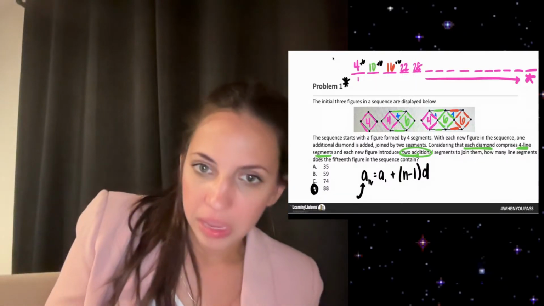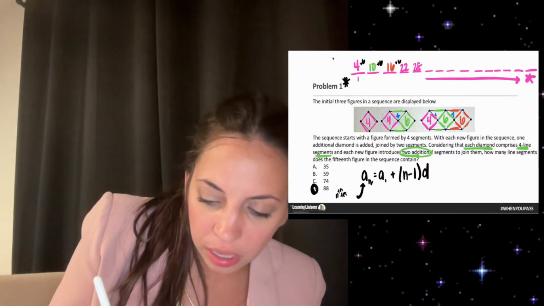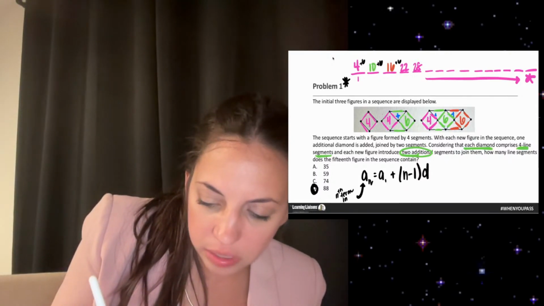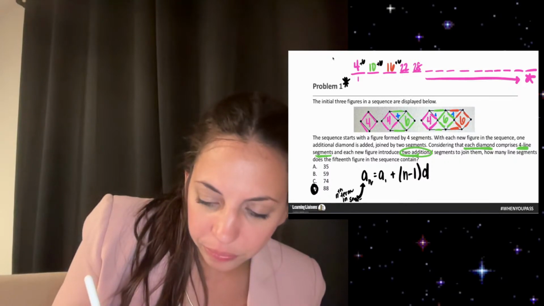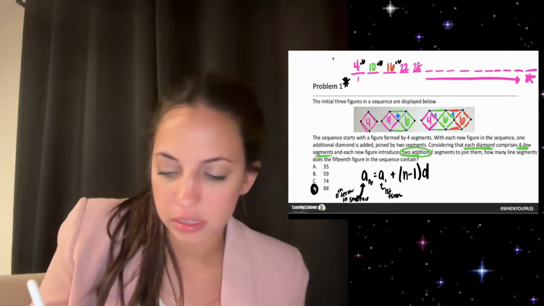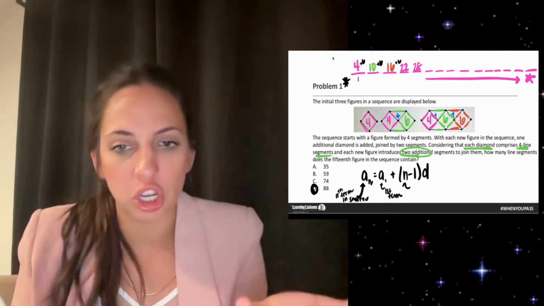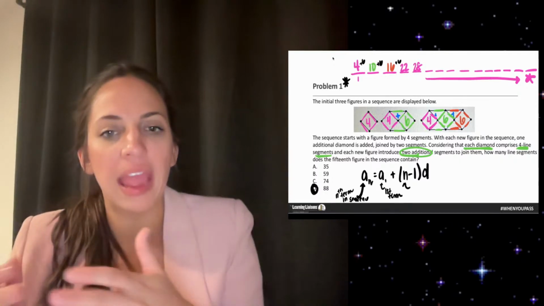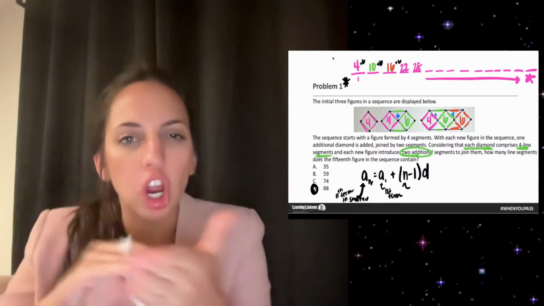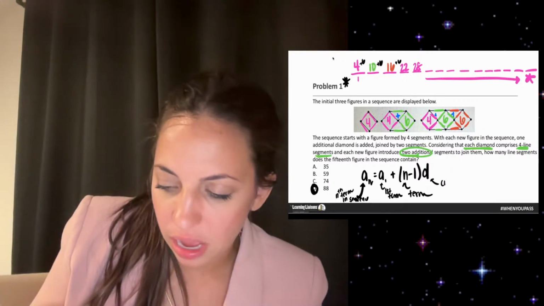This is the nth term in the sequence. This is the first term in the sequence. This is how many we're doing, like the term that we have. And this is the common difference.